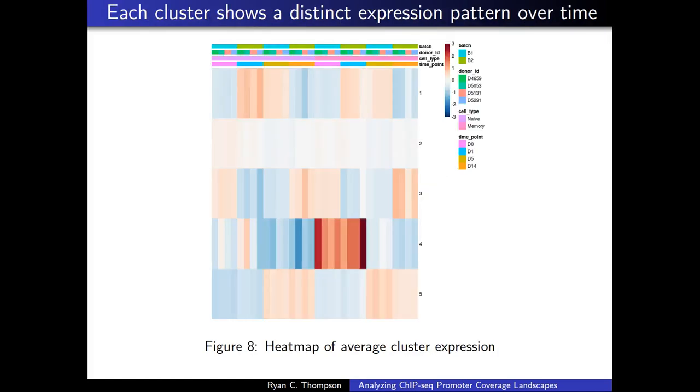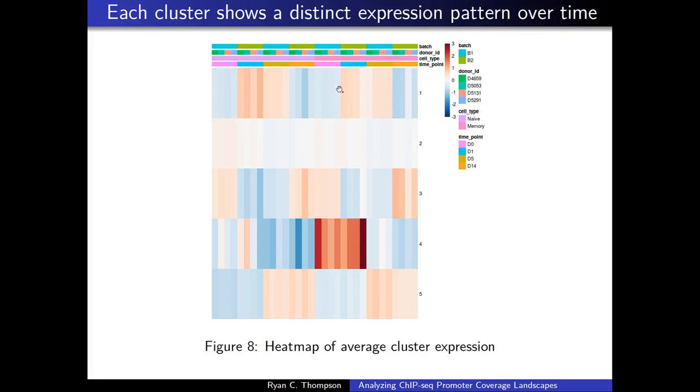When we look at a heat map of the average expression level of the genes in each of these clusters, we can see that the central cluster 2 has little to nothing going on. I should go over what everything is here. The left half is naive. The right half is memory. Each column is a sample. Each block of 4 is the 4 donors, and here is day 0, day 1, day 5, and day 14. Then it's the same 4 time points for memory, and each group of 4 is the 4 donors for that condition.